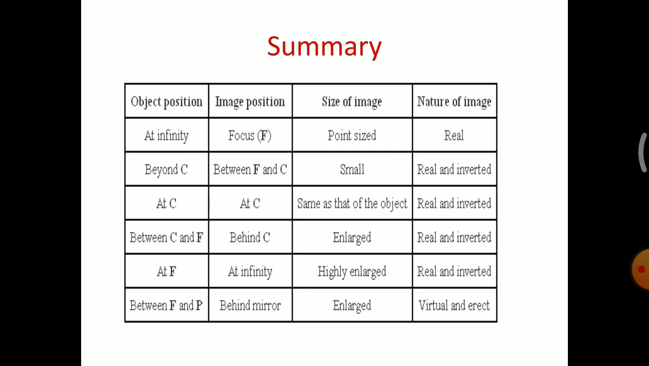And the nature of the image: if the image is formed below the principal axis, it is real and inverted. Above the principal axis means virtual and erect. In a concave mirror, only for the one position between P and F is the image formed behind the mirror. So the nature of the image for that position is virtual and erect. For other positions of the object, the image is always real and inverted. This is very important, you have to memorize it.